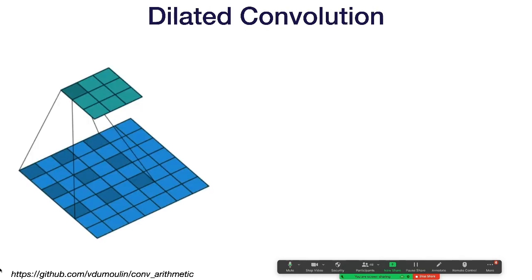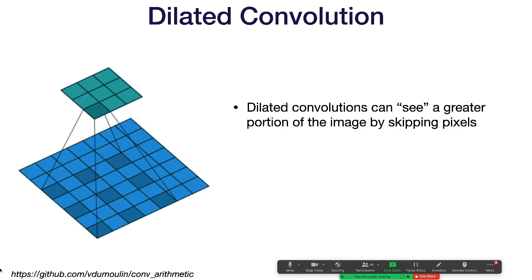One other way to increase the receptive field is through dilated convolutions. Dilated convolutions are operations that kind of look like this. And dilated convolutions increase the receptive field without increasing the number of parameters. The way that they do that is by skipping pixels in the input.